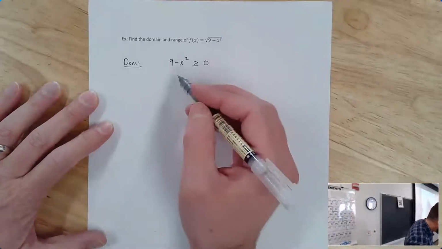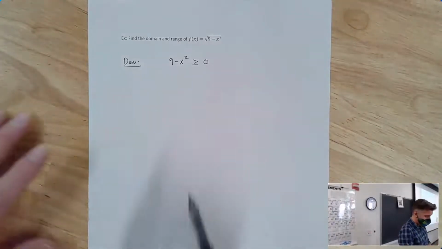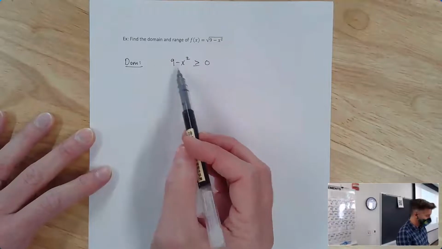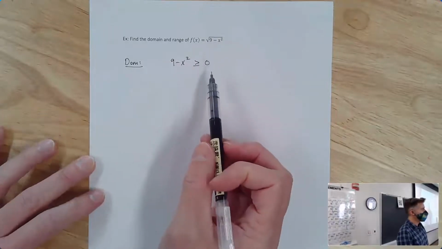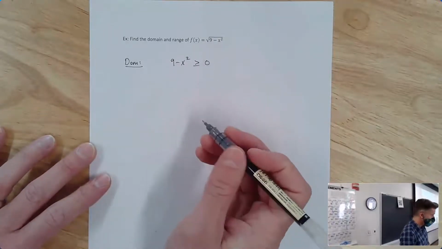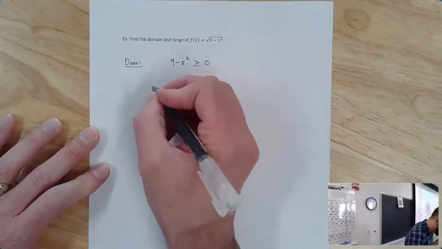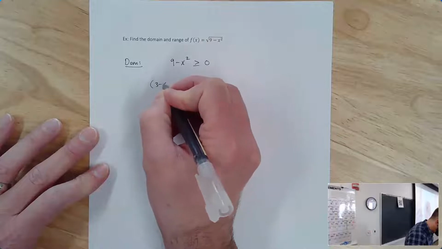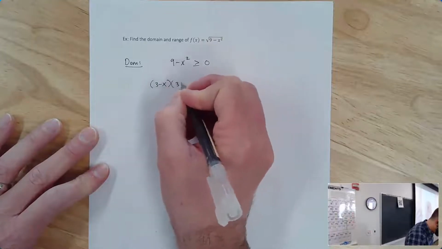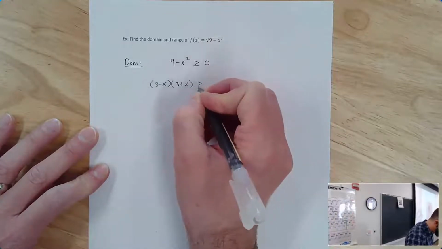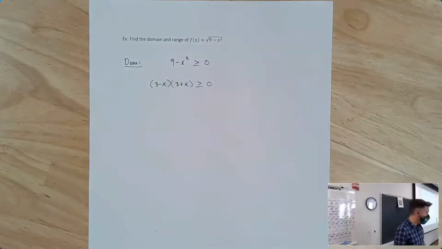All right, now I'm going to warn you all. It's very tempting to want to bring the x squared over to that side. It's really not the safest way to do it. The best way to usually solve inequalities is to factor. You're going to factor this as 3 minus x times 3 plus x greater than or equal to 0. And then we're going to throw those zeros or those intercepts or whatever you want to call them on the number line.